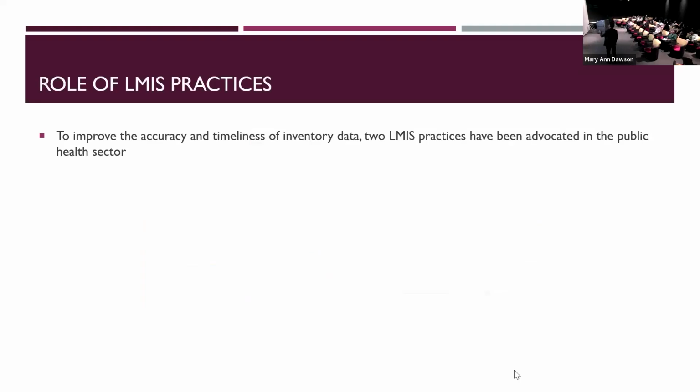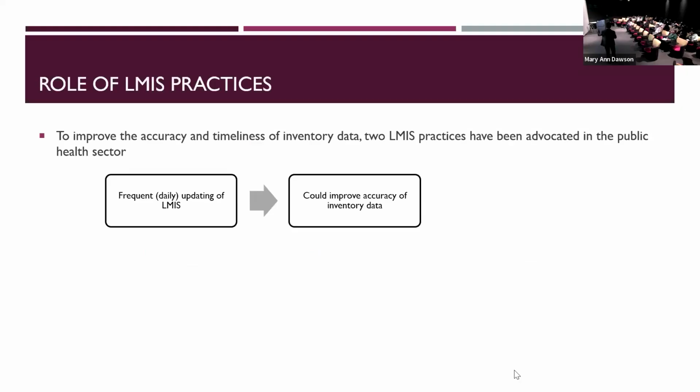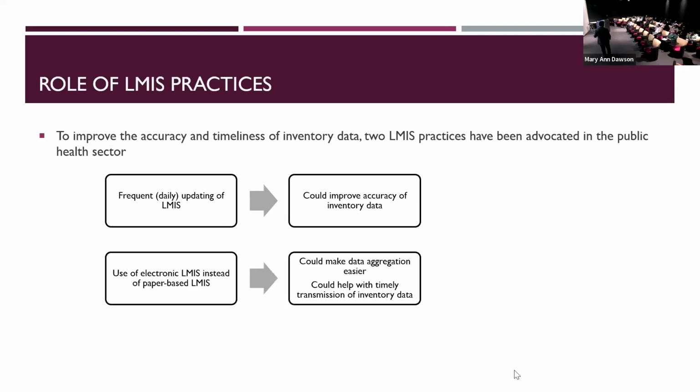The first thing they suggest is to update the LMIS on a daily basis. At the end of the day, take the stock cards and make sure you keep up-to-date information, right? That has the potential to increase the accuracy of the inventory data. The second is to use electronic LMIS instead of paper-based LMIS. What are the benefits here? First of all, if it's electronic, you can collect from multiple facilities much more easily. The second benefit is you can also transmit that information much more easily than taking it on paper and sending it to the upstream facilities, right?